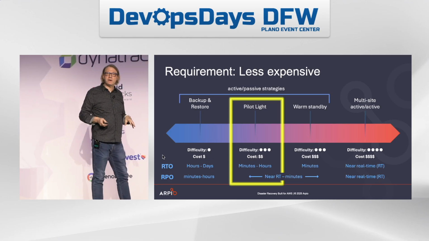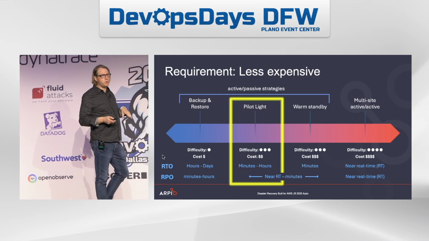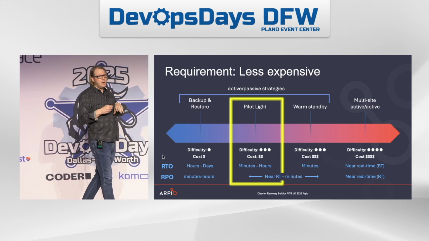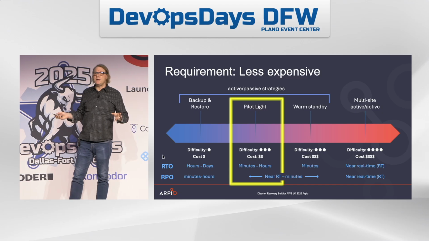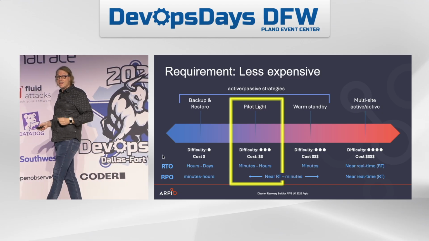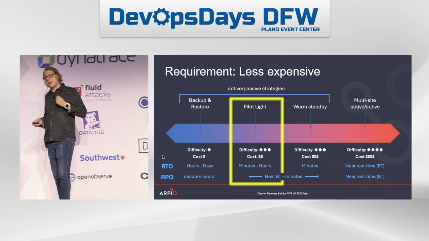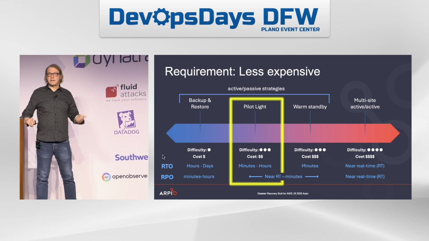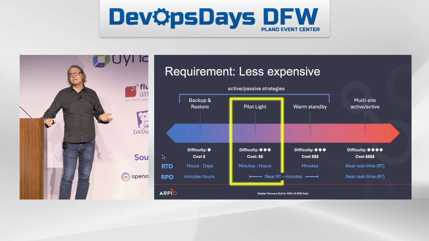I'm going to shoot for the pilot light strategy. The pilot light strategy means that we're going to do all our backups. We're going to be able to stand everything up when we need it, but not everything's running. It's not a warm standby. It's not a hot standby. And that's going to save a lot of money because warm standby and hot standby implies running servers, running databases, all the things that cost you money.